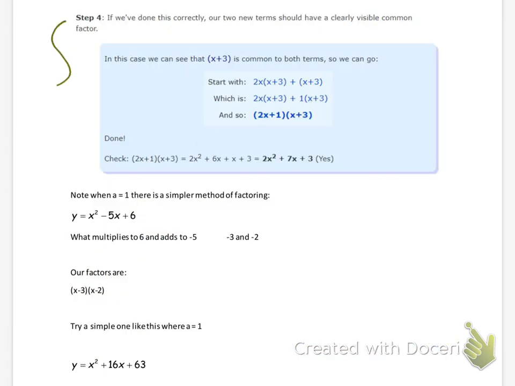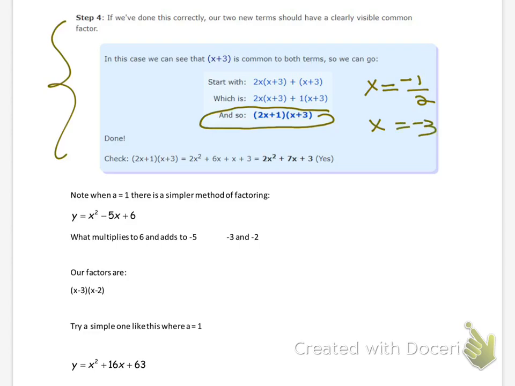Okay, let me just say a word about their step 4. Notice that they have gotten down to the same factors that we had, and they have not gone through to set the factors equal to 0. But when we did that, remember how we did that, and we got the first one. Your x is going to be negative 1/2, and the second one is x equals negative 3.